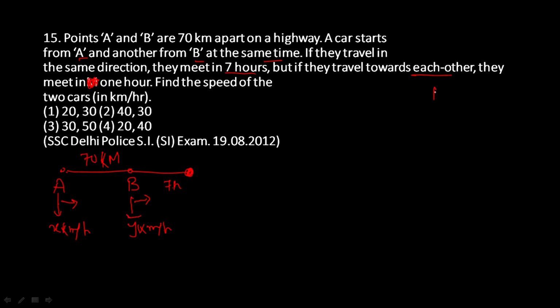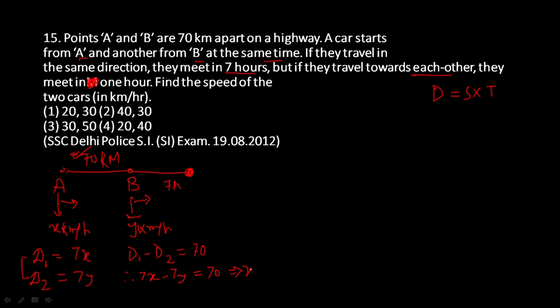What we know? We know distance is equal to speed into time. So in this case, distance 1 is equal to 7x and distance 2 is equal to 7y. So if we subtract distance 2 from distance 1, then we get 70 km, right? So we can build a simple equation, d1 minus d2 is equal to 70. Clear? So there will be 7x minus 7y is equal to 70. So x minus y will be equal to 10.